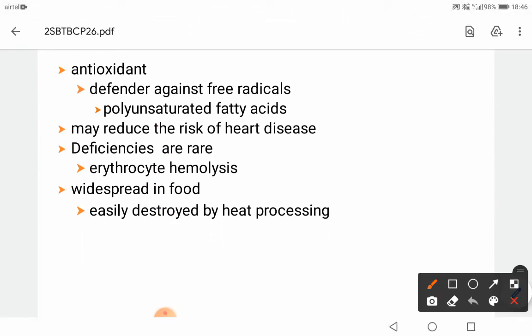It is an antioxidant. It means it protects our body from free radicals. It may reduce aging. It may reduce the risk of heart disease. Deficiencies are rare. If there is any such deficiency, it may cause erythrocyte hemolysis. Erythrocytes are RBCs, and it is easily destroyed by heat processing.